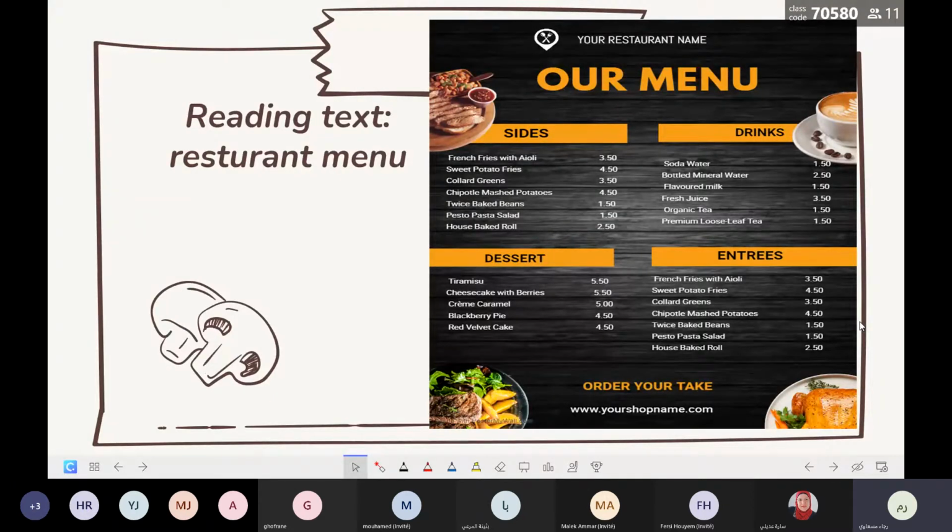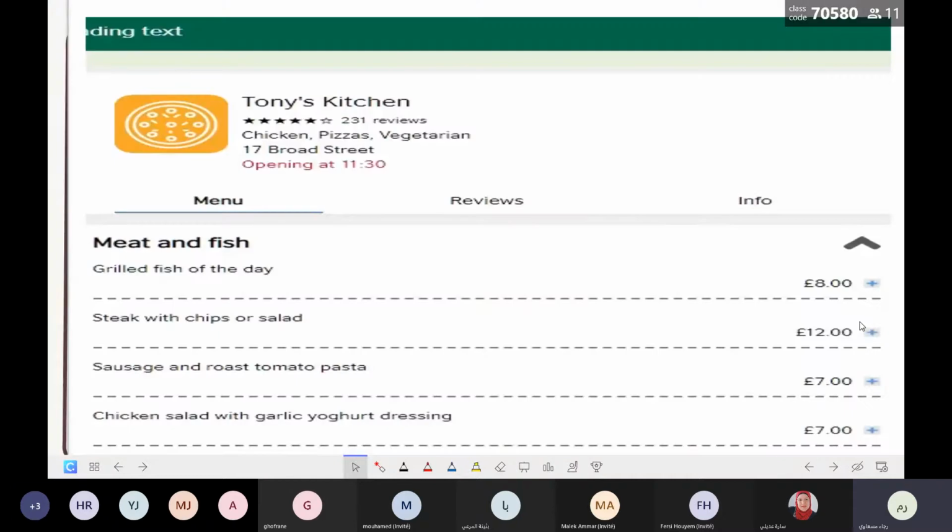Right, take a look here at this menu. The name of the restaurant is Tony's Kitchen. It is a 5-star restaurant.